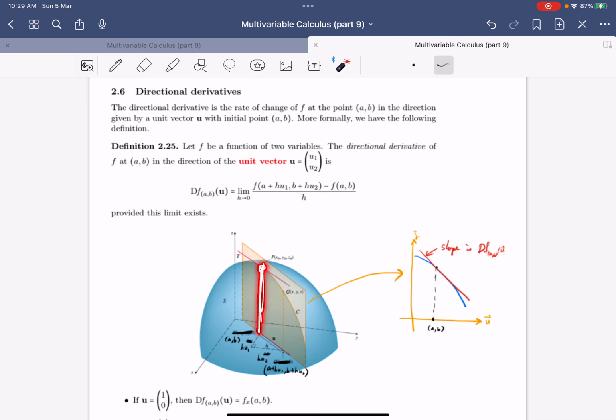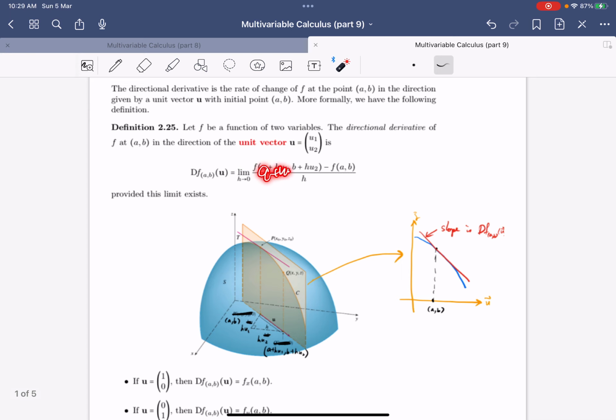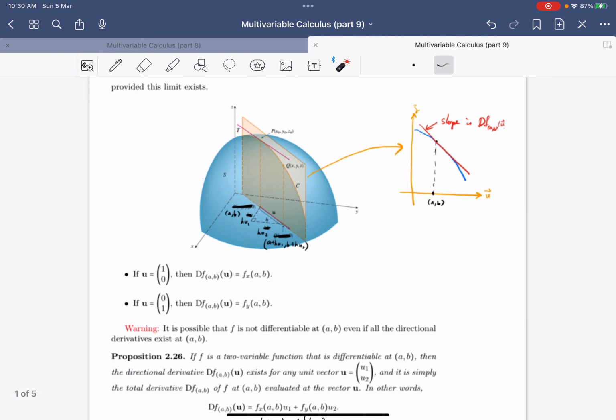So we want to find the equation of the tangent line parallel to u. What we need to do is cut the surface with a plane in the direction of (u1, u2), and then we define the directional derivative with the natural definition as the limit of f(a plus h u1, b plus h u2) minus f(a, b), over h, as h goes to 0.